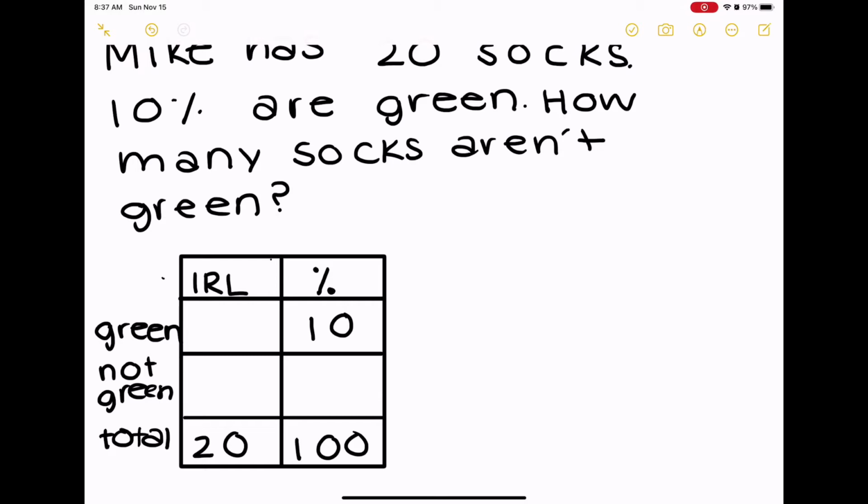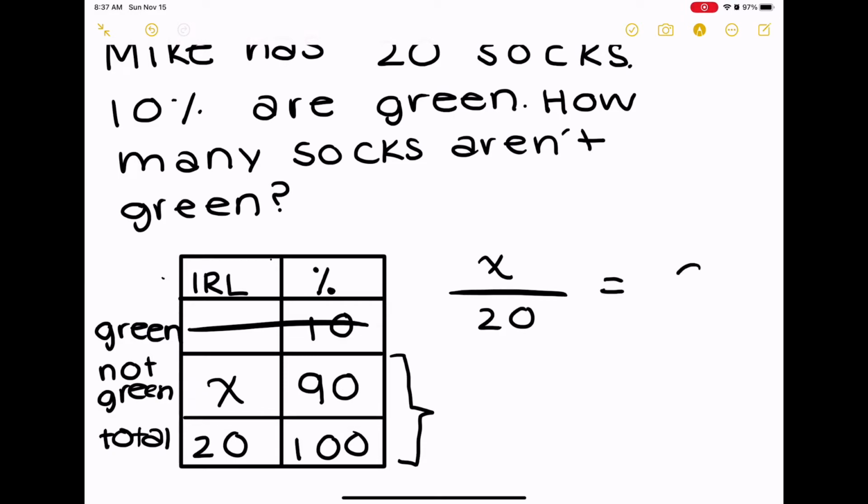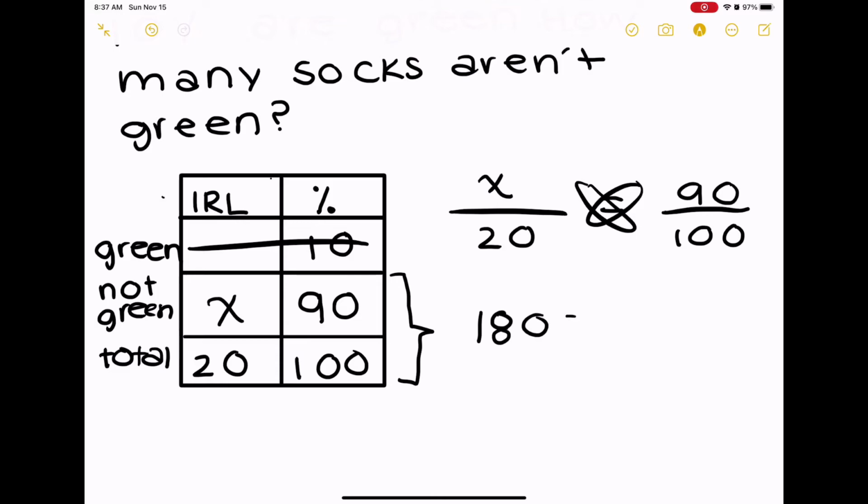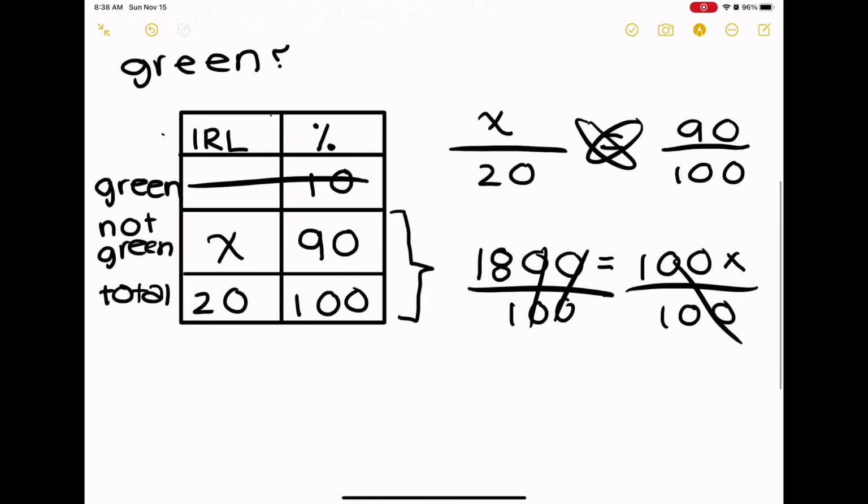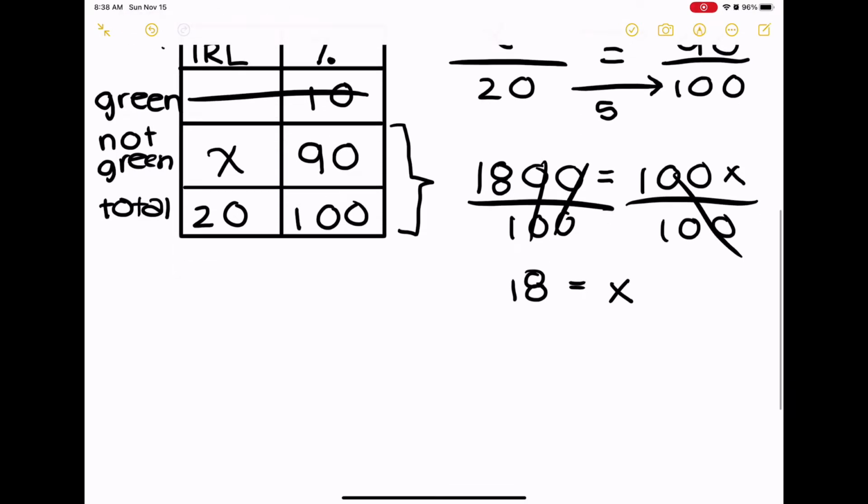So we know that there's a total of 20 socks, and the total percentage is always 100. If we're given one percentage, we can know the other by basically subtracting. Then we can set up this proportion. You cannot have more than 2 variables in a proportion, so you will easily know which 2 rows you need to use, and you can set up a proportion and cross multiply just like this. This comes in really handy, as you saw, that I used this just to figure out how many socks aren't green, because we know the percent, but we don't know how many aren't green.